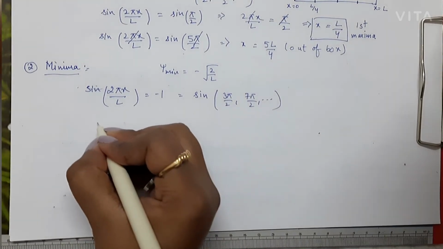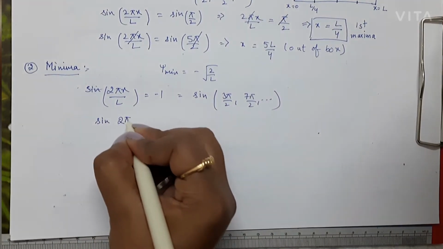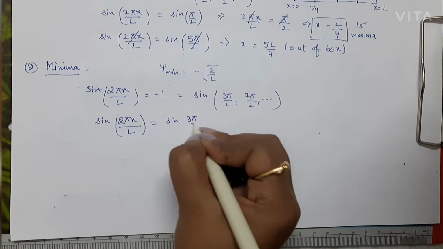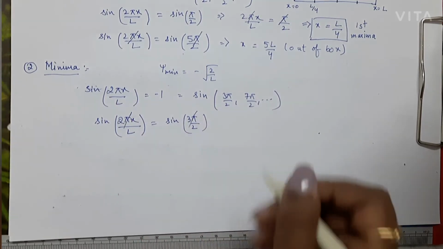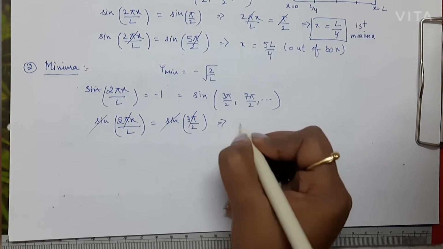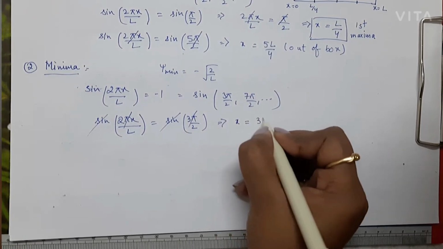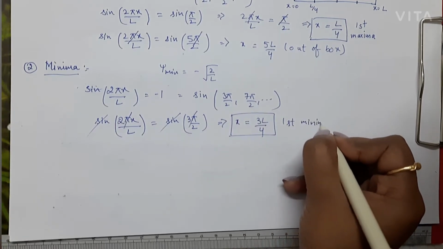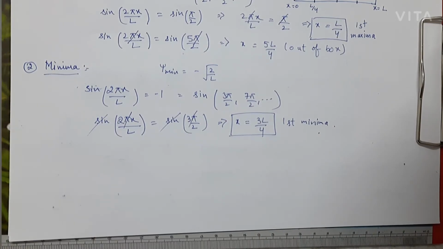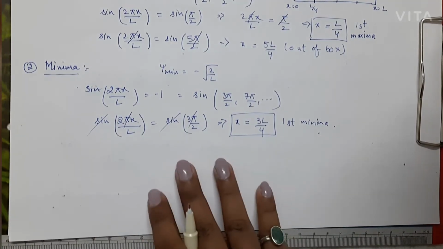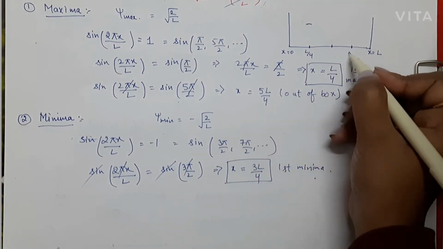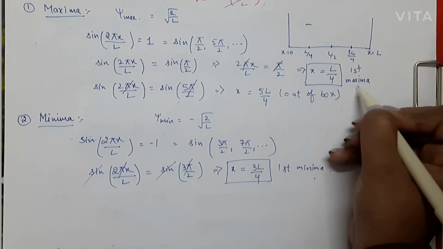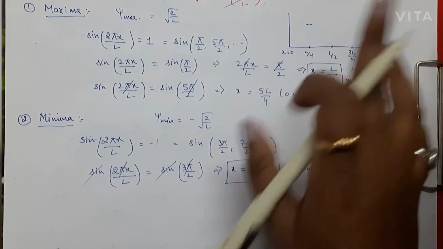For that, sine of 2 pi x by L should be equal to sine of 3 pi by 2. So pi cancels out with pi, and here we get x is equal to 3L by 4. So this is the first minima, which is at 3L by 4. If you look at this box, this is L by 2, this is 3L by 4. At 3L by 4 you will get the minima down here. I cannot show it here, so we will show it afterwards.